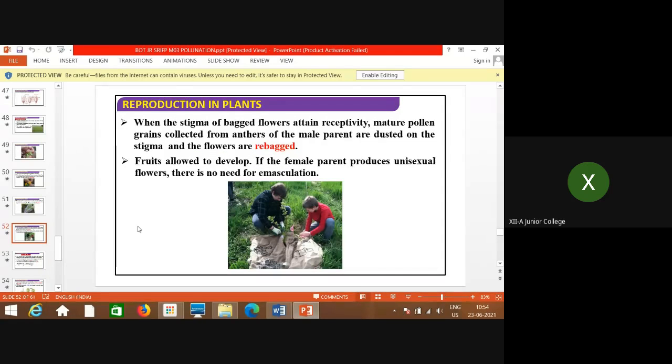Once the stigma becomes receptive, the bags are removed, and then the pollen grains which we have selected as the male part are dropped. This dusting of the selected pollen grains is done, and then again these flowers are bagged, that means covered. That is called rebagging.